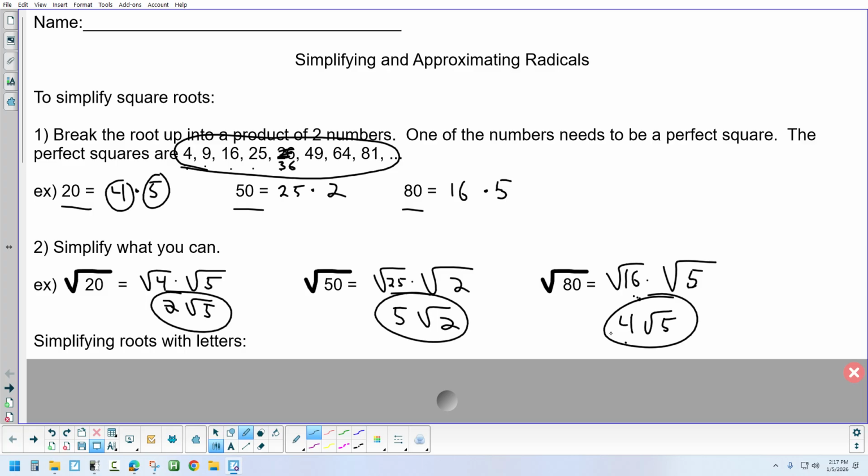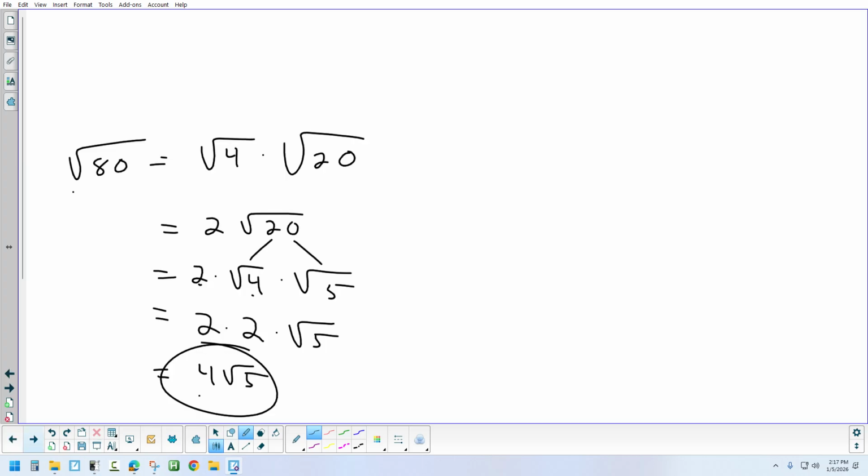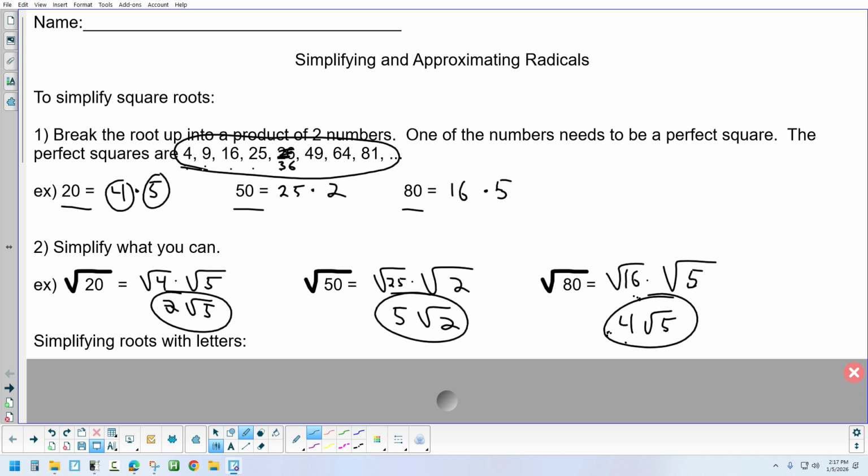The difference is doing it this way was 1 step. Doing it this way was like 3 steps. It was more steps. But if you start out with a square root and you don't break it down using the best number that you could have, that's okay. You just may have to break it down a second time. But we always try to pick a number in this list.